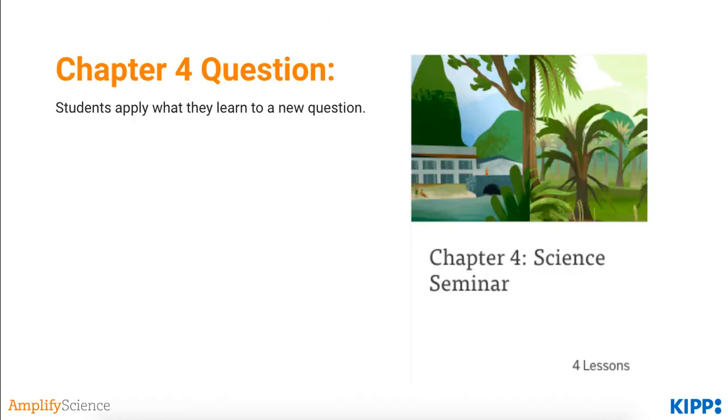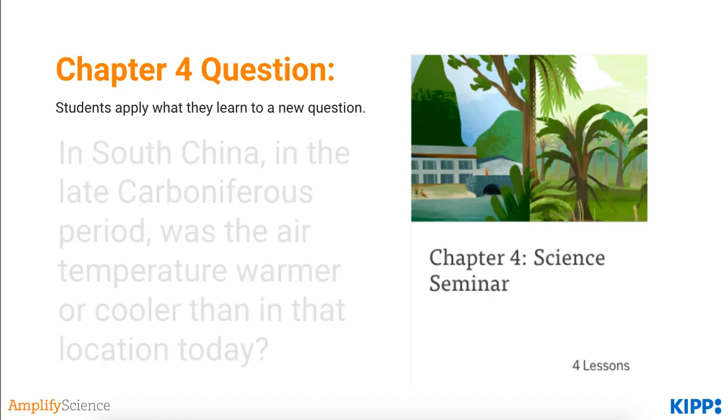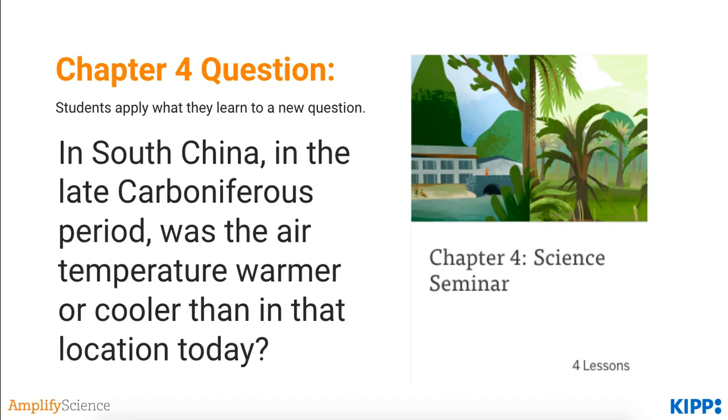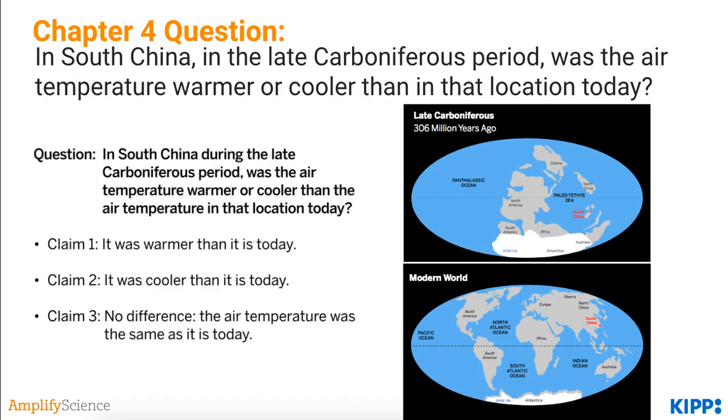Chapter 4 question. This is the science seminar. The students apply what they learned to a new question. So in South China, in the late Carboniferous period, was the air temperature warmer or cooler than in that location today?